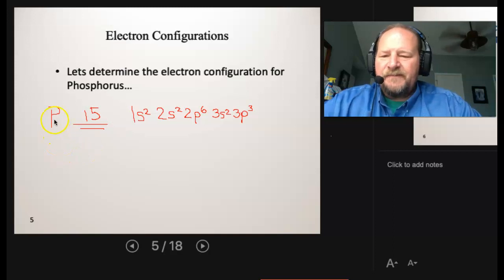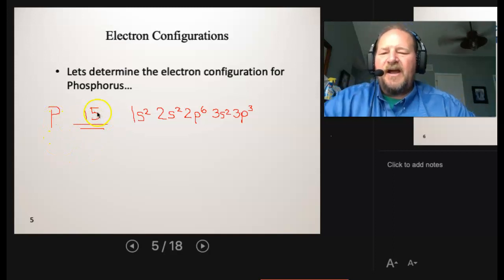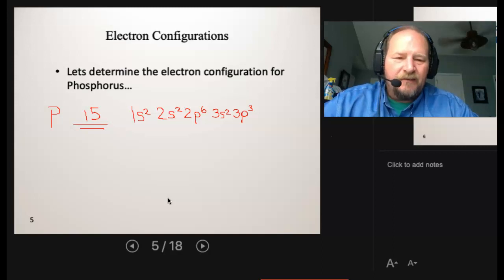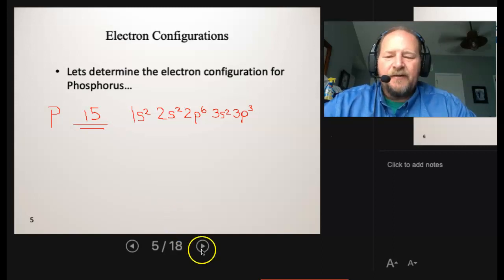So all you have to do is look at the element, figure out how many electrons you have, then follow your periodic table to put all those pieces together. All right, hopefully that's making sense. If you need some more help with this, get a hold of me. If you want more practice, let me know. I'll try to put some forms up inside the folder on D2L so that you have some extra practice with some answers.